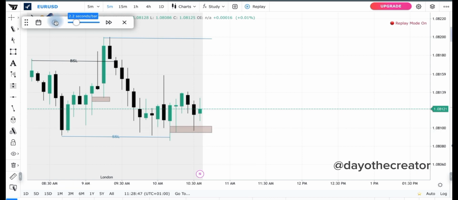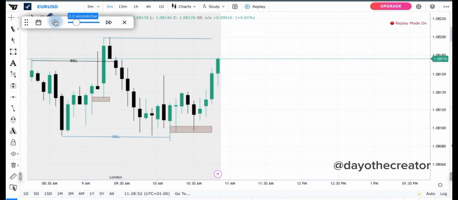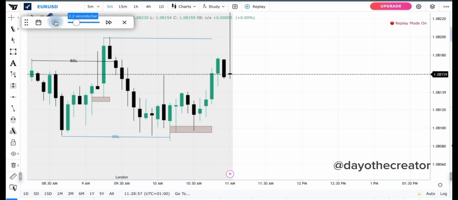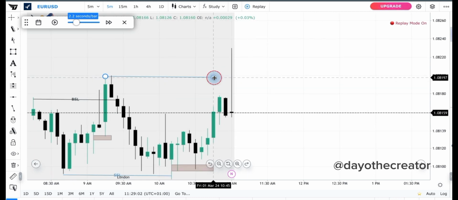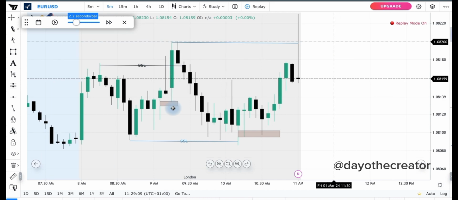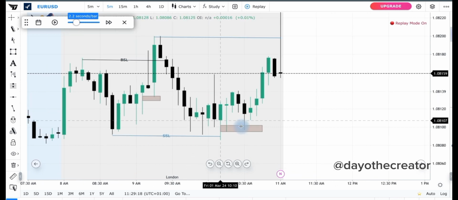So let's see what the market will do. The market has swiped the previous high even when the New York session hasn't begun. That's swiped. So that means if you weren't able to get this first trade around 9 o'clock, you can wait and take this trade as well.